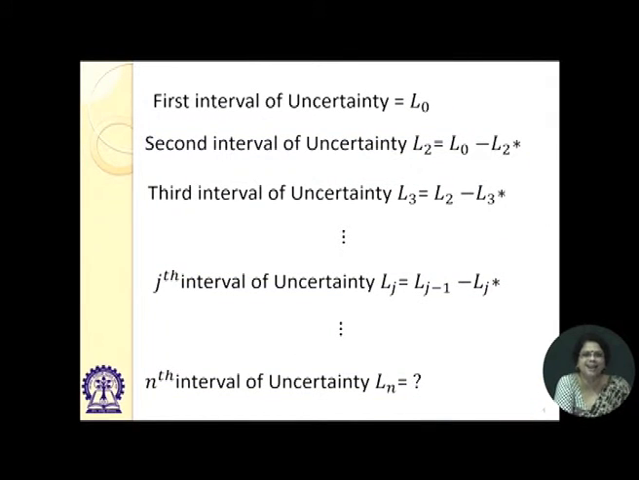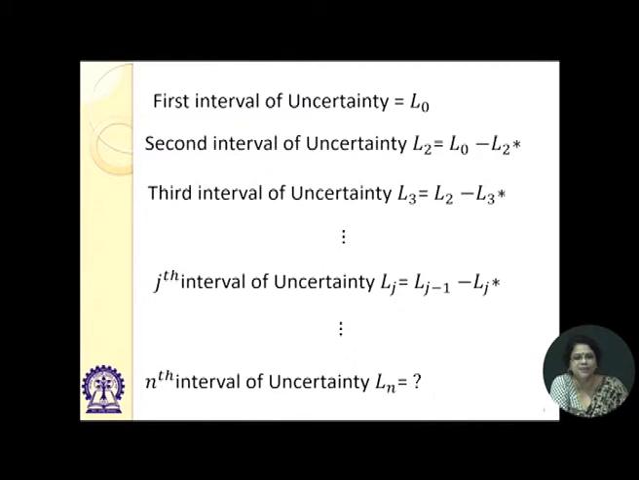Let us see what is happening next. We have L naught, that was the first interval of uncertainty. The second interval of uncertainty was L naught minus L2 star. Did you understand? The third interval of uncertainty is L2 minus L3 star, because every time I am reducing by L2 star, L3 star, L4 star, L5 star, further and further from the whole interval, and ultimately after the jth iteration we get Lj minus 1 minus Lj star. Then if I ask you what should be the size of the nth interval of uncertainty, Ln?